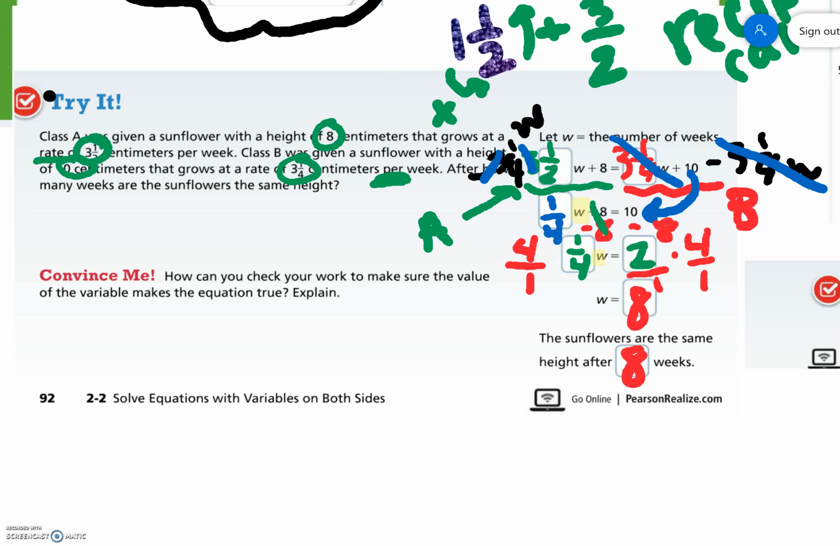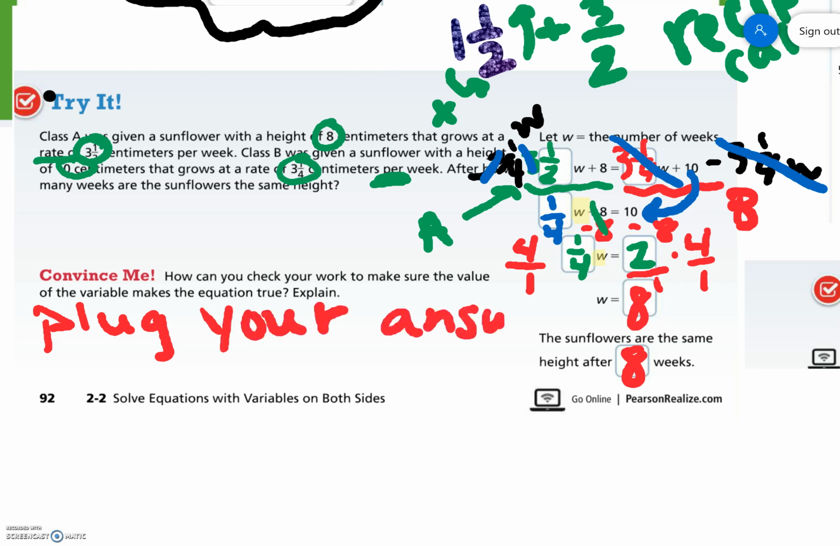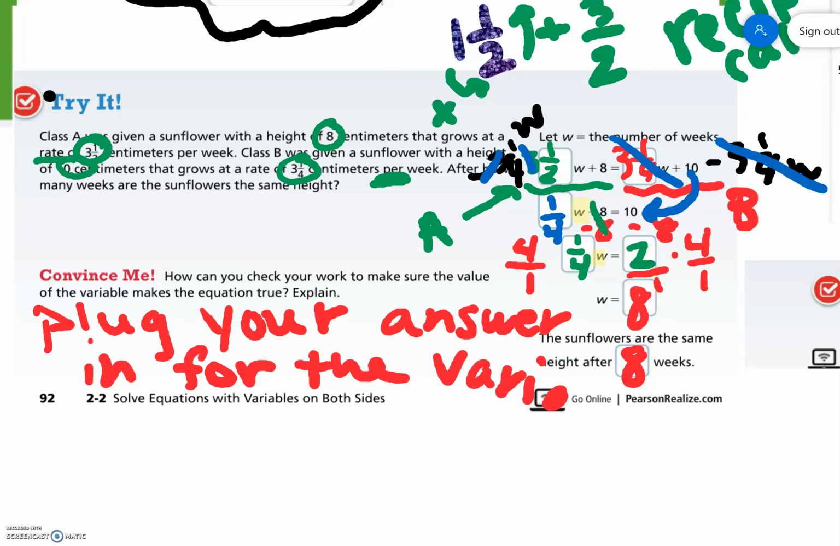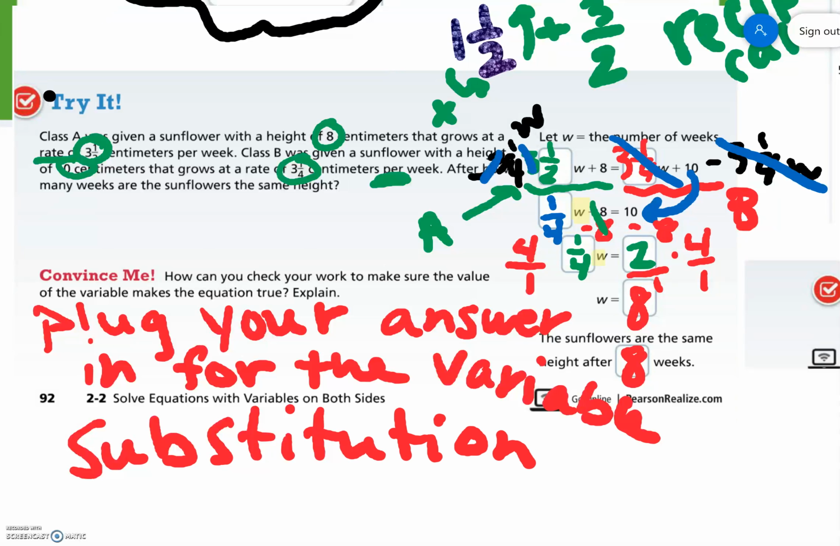How can you check your work to make sure the value of the variable makes the equation true? You can plug your answer in for the variable. That's called substitution. If we plug in 8 for W for both class A and class B, we should get out the same answer, which would be the heights.